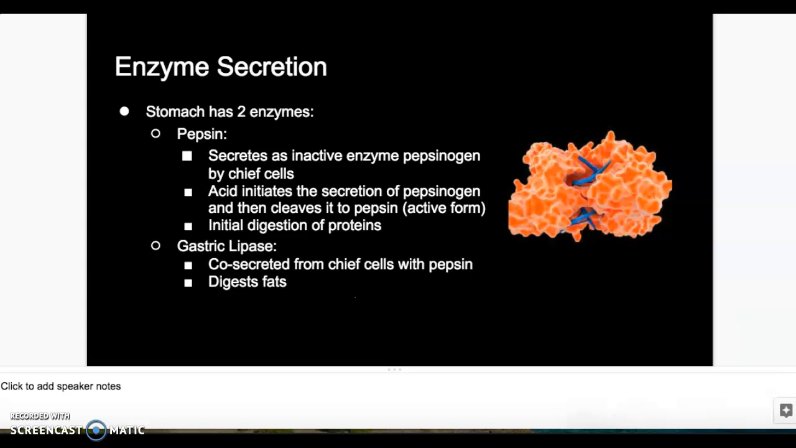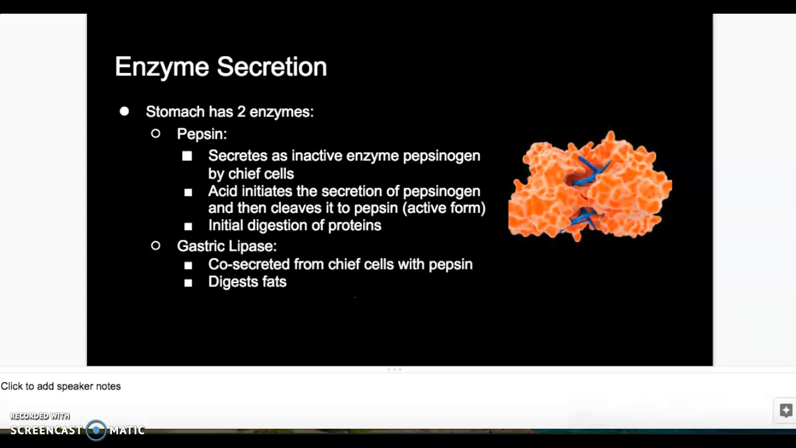As we kind of talked about in the last slide, it is that gastric acid that initiates the secretion of that pepsinogen, and it'll actually then go and cleave it to the active form of the enzyme, which is pepsin. So pepsin is the active form. That is the one that actually does the initial digestion of the proteins in the stomach.